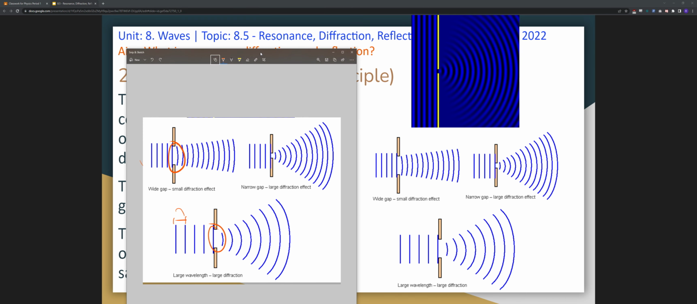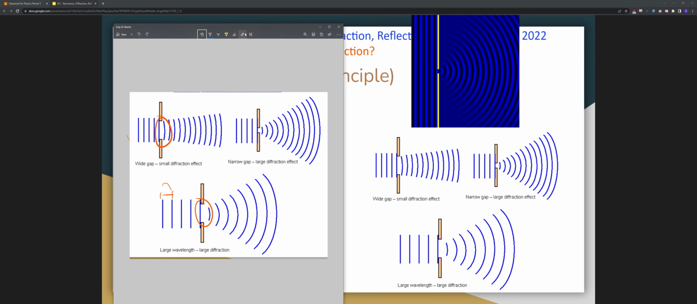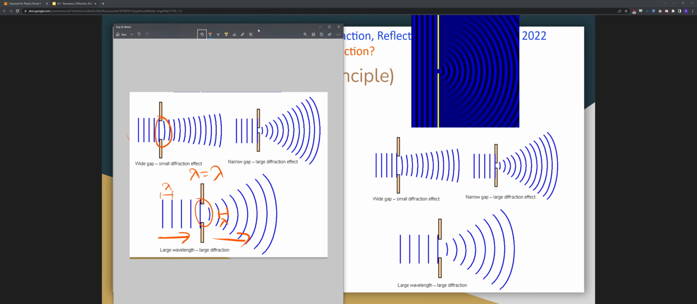Also, something important is that the wavelength of the incoming waves is equal to the wavelength of your outgoing waves. Okay, so your wavelengths are equal. They do not change, right? That's something very important.